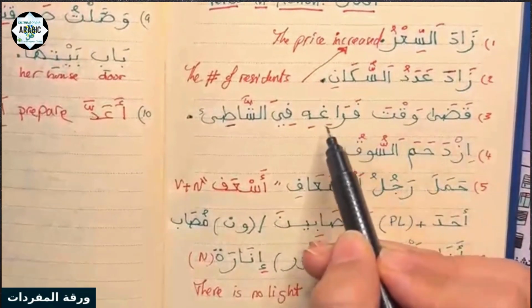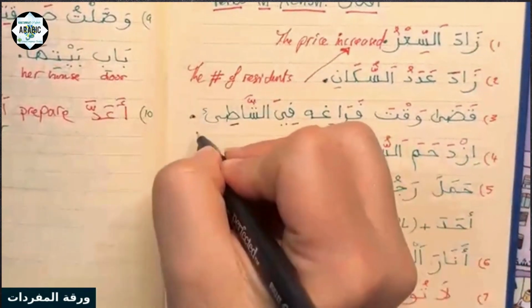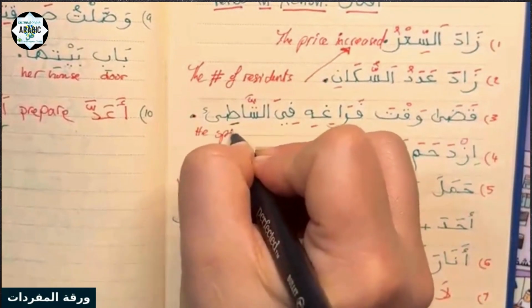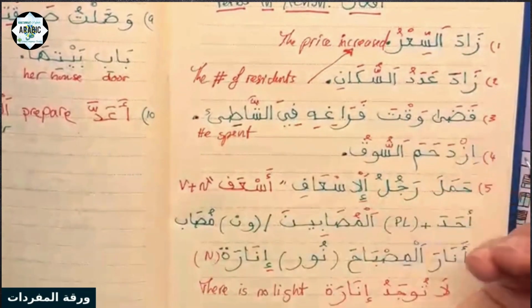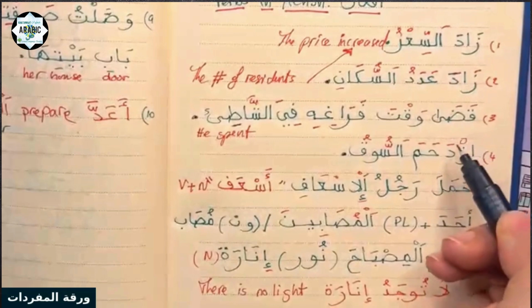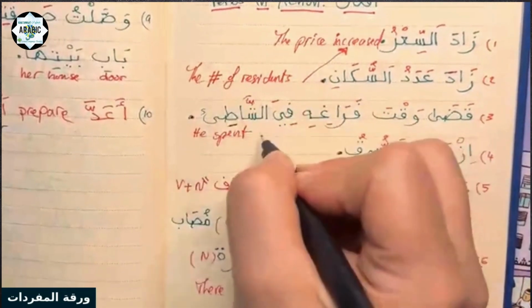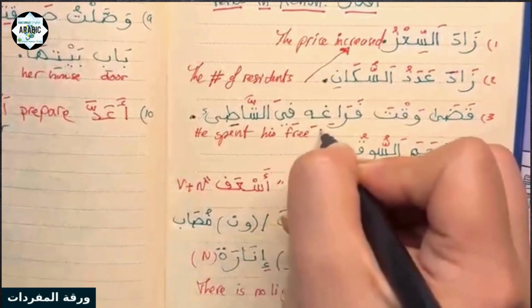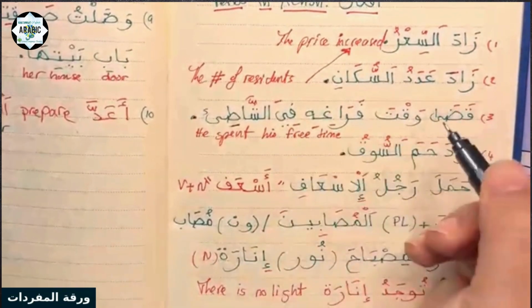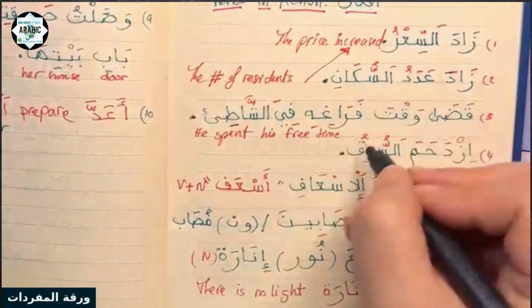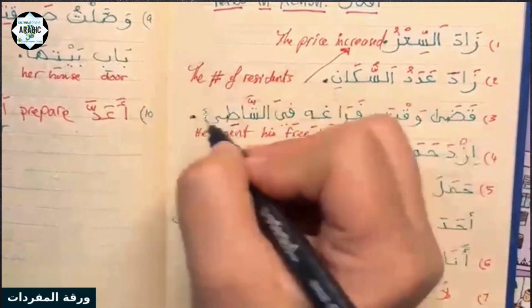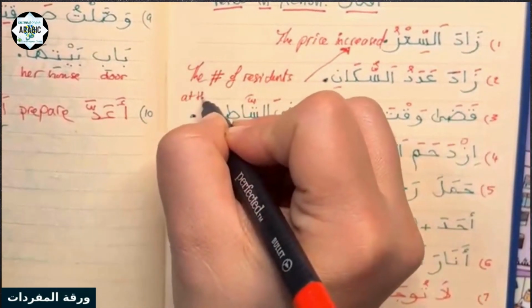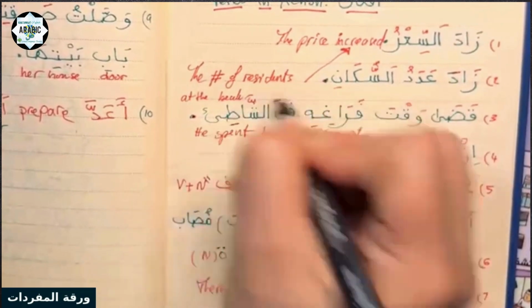قضى وقت فراغه في الشاطئ. He spent, and this one is time, not spend money. قضى وقت, spent his free time doing what or where? At the beach. I'll put at the beach here.